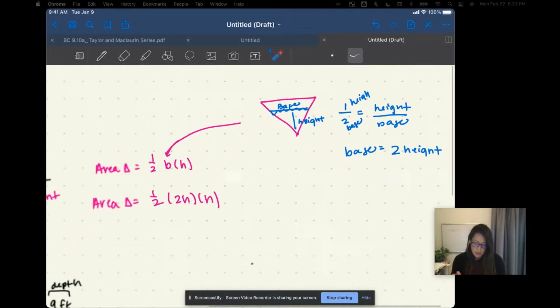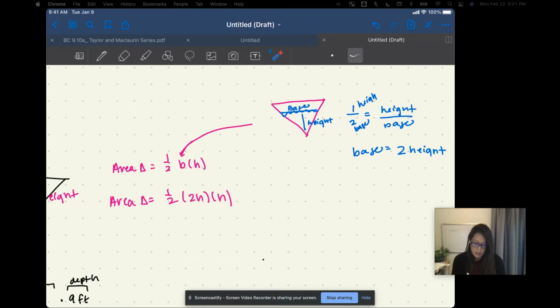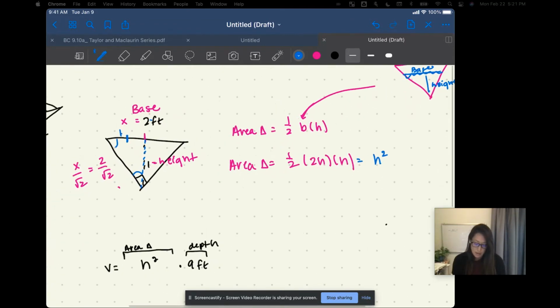Then I took that and said, let's replace the base with 2h. So now I have 1/2 times 2h times h, which is going to give me just h squared. So now I can figure out my volume equation. Again, the area of the triangle times the depth, and the area of the triangle is just the height squared. That's it.